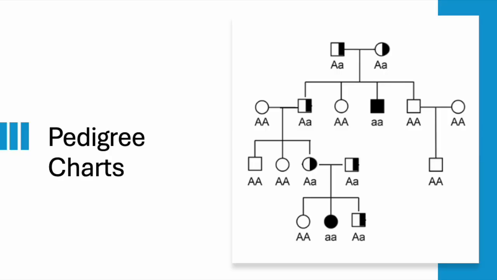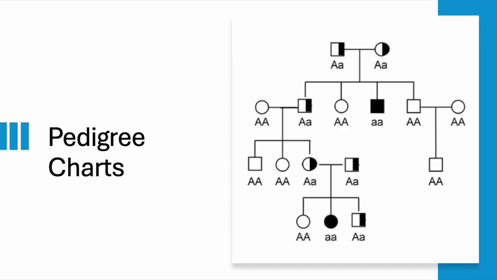Pedigrees are typically drawn as a series of squares and circles, with lines connecting them to represent family relationships. The first generation appears at the top of the chart, and each younger generation appears one level lower from the top. Males are represented by squares, and females are represented by circles.